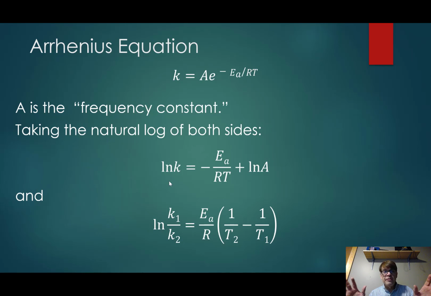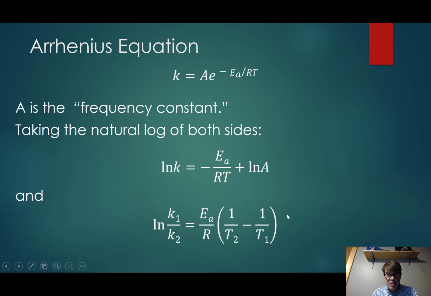It's another rule of logarithms that if you have logarithm 1 minus logarithm 2, that's the same as the logarithm of 1 divided by 2. So if you have the logarithm of k1 minus the logarithm of k2, that's the same as the logarithm of k1 divided by k2. And then this here is what you get when you play out the math of subtracting those. Why do I want to know this?